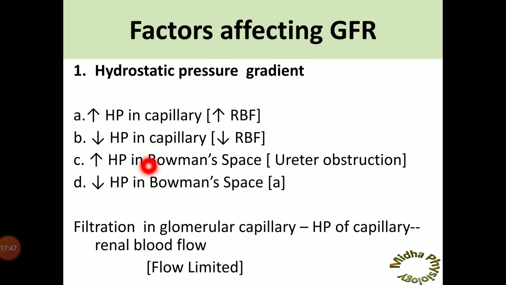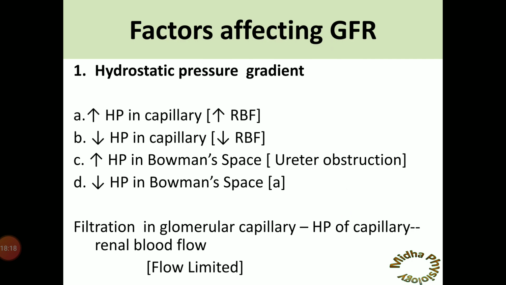Now let us see what would happen if the hydrostatic pressure in the Bowman's space decreased. When the hydrostatic pressure in the Bowman's space is decreased, the blood from the capillary is flowing into that Bowman's space, which has comparatively decreased hydrostatic pressure, meaning the filtration process should be favored. This decrease can be seen when the ultrafiltrate from the Bowman's space is quickly being moved towards the renal tubule.